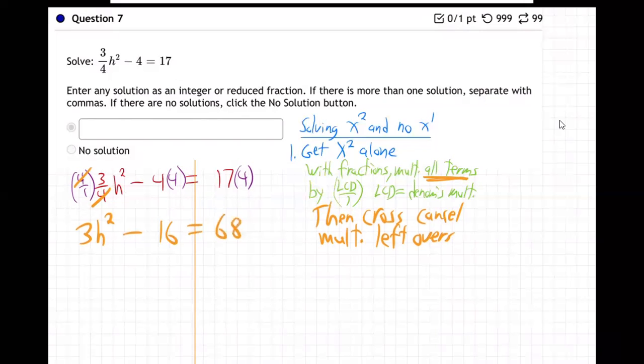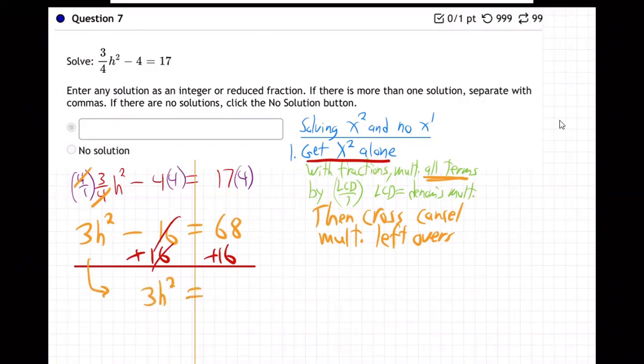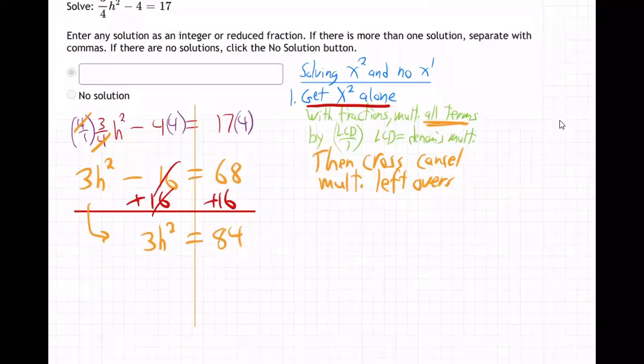Okay, now we need to get h squared alone. How are we going to get h squared alone? Well, we're still in that step. I'm going to add 16 to both sides. We just got rid of the fractions. That was the first step. And we've done that before, but that's a hard step. I'm going to bring that down. 3h squared is whatever that is. 74. No, 84. 84. Okay.